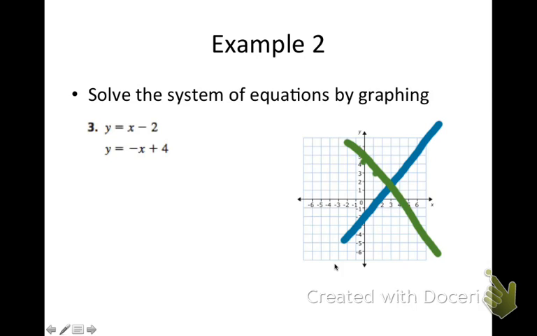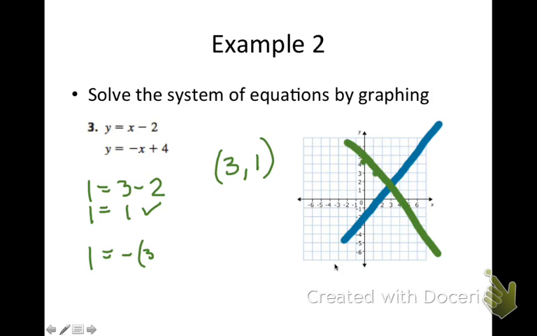The point that I see as the intersection would be 3, 1. And so I would check my work. I would come up here to the original equations and I would substitute them in, for both equations. And I see that they both work, so 3, 1 would in fact be the solution.